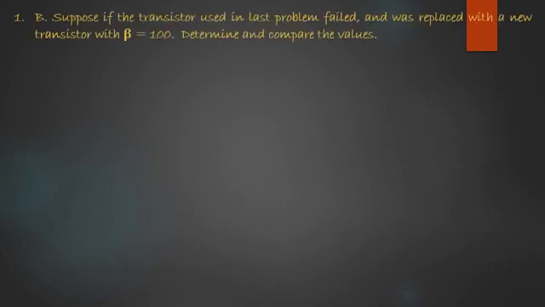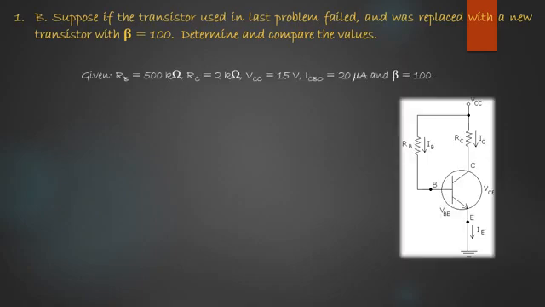Now a minor modification in the previous problem: we consider all the parameters the same, but the only change is that beta changes from 70 to 100. Now how is this value of beta going to affect the base current, the collector current and VCE? That's what we have to see. We can also see if it affects the variation in the Q point. So these are the given parameters and the circuit is this.